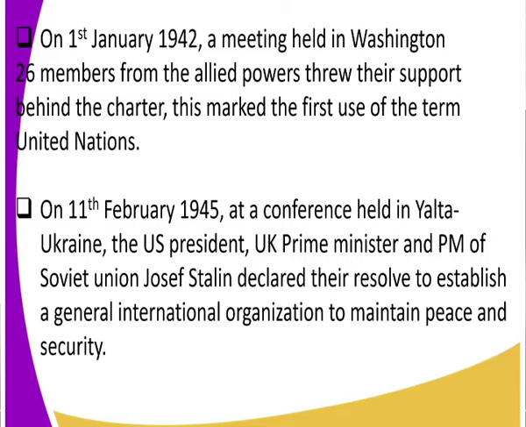And also another significant meeting was held on 11th February 1945, at a conference in Yalta, Ukraine, whereby the US president Roosevelt, the UK prime minister Winston Churchill, and the Soviet Union's Joseph Stalin declared their resolve to establish a general international organization to maintain peace and security. So in 1945, the three signatories met and declared that they would form a general organization to maintain peace and security.